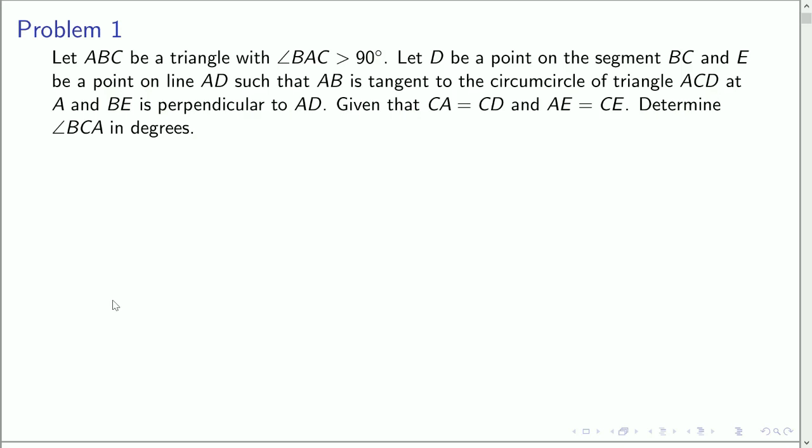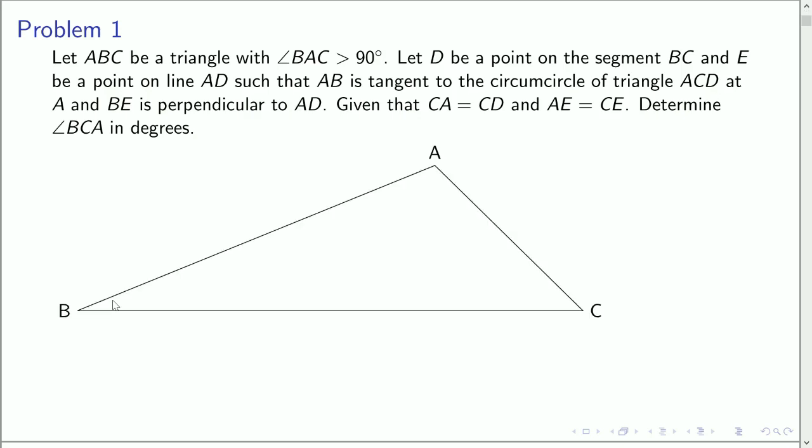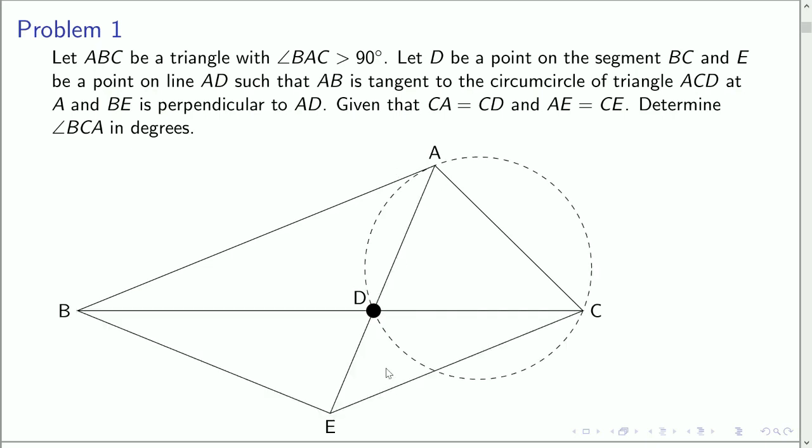It says ABC is a triangle with angle BAC greater than 90 degrees, like this. Let D be a point on the segment BC and E be a point on the segment AD, such that AB is tangent to the circumcircle of triangle ACD and BE is perpendicular to AD. So like this is here. This is the circumcircle of ACD. AB is a tangent to the circle.